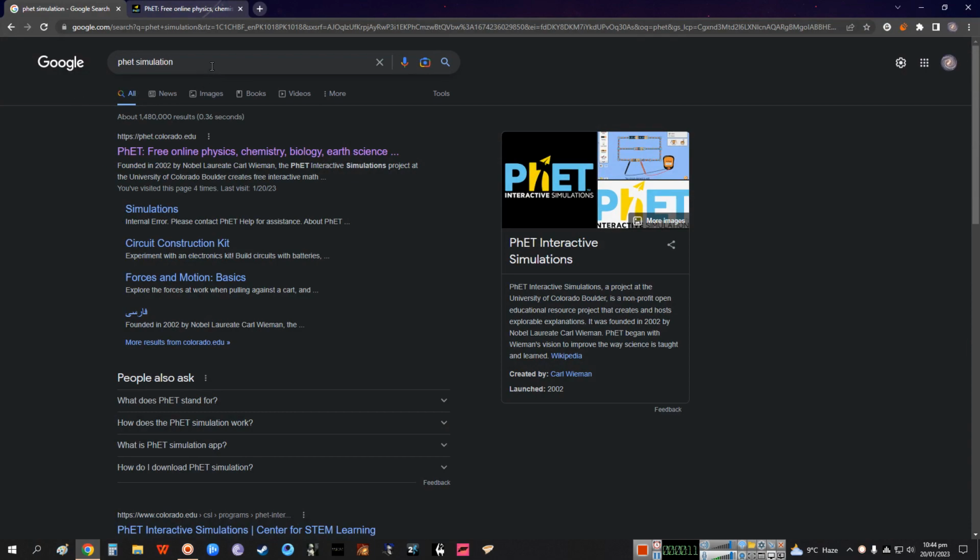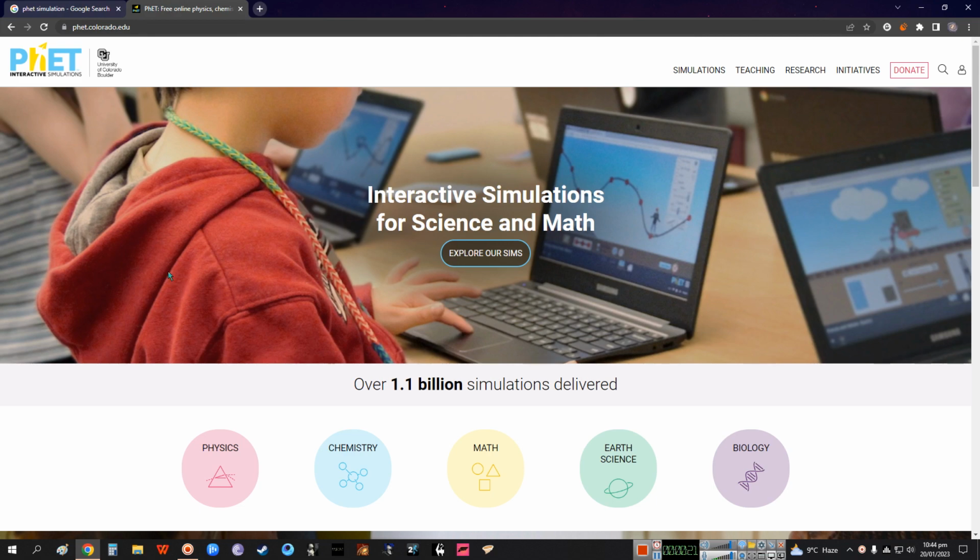You go to your Google search, write PhET simulation. You go to this phet.colorado.edu link. Once you open it, you get to this page. It's actually a simulation tool. So we're going to explore the building an atom. For that we need to go into the chemistry section.